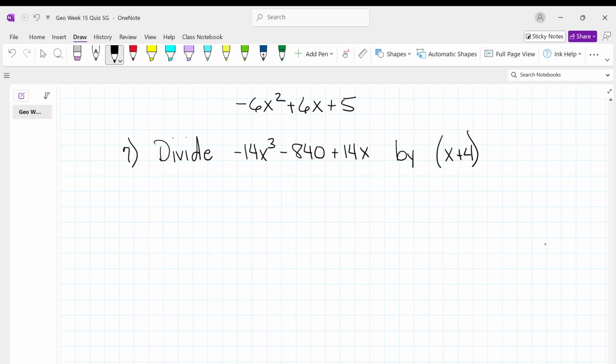Just be careful on this problem. If you look at this trinomial here, the exponents are out of order and it's missing something squared. So I would suggest you rewrite it as negative 14x to the third plus 0x squared plus 14x minus 840. That may help you eliminate making a mistake.